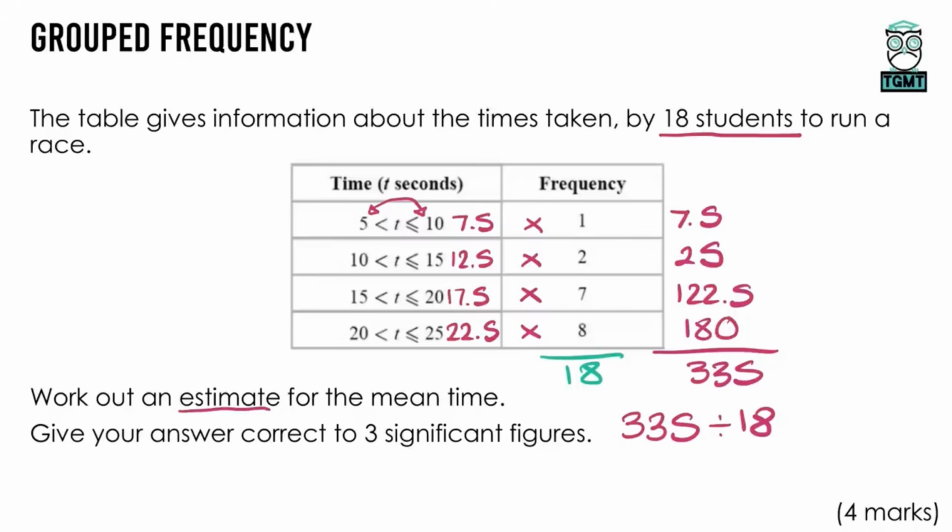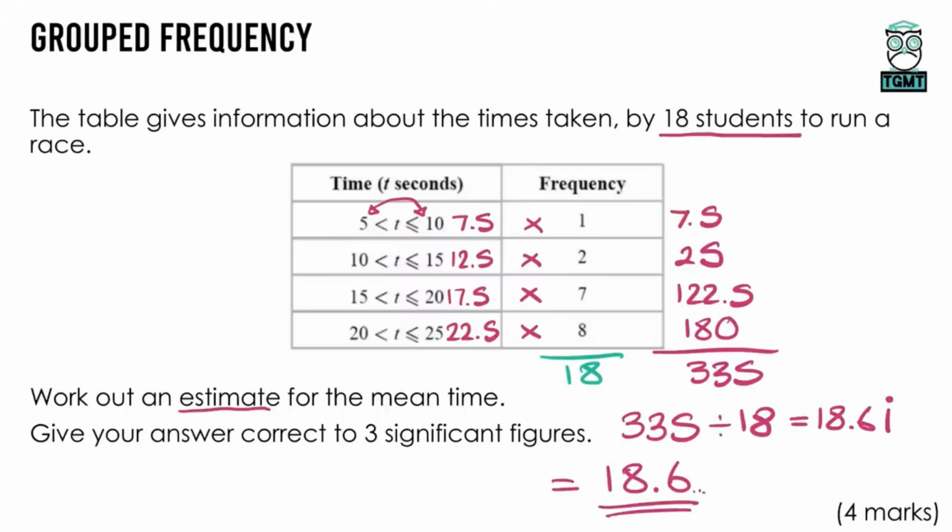Now this actually comes out as 18.61, and there's a recurring dot above the 1. That just means the 1 carries on forever. So here, if we want it to 3 significant figures, 1 and 8, after that is our third significant figure. It's a 6 and then a 1, so that's going to stay as a 6. And there we go, there is our mean time.